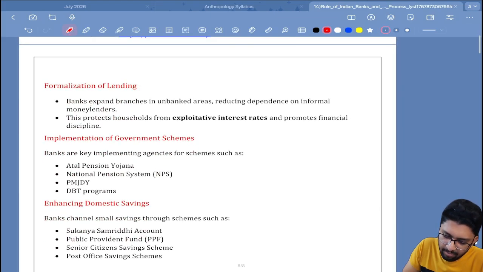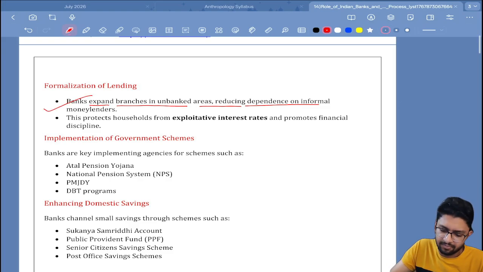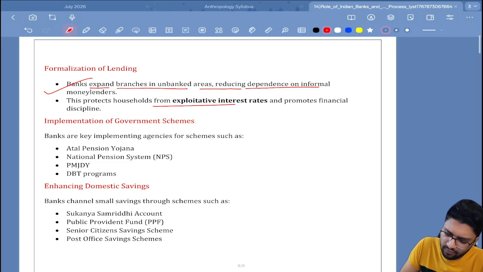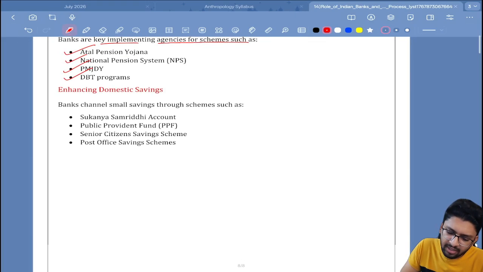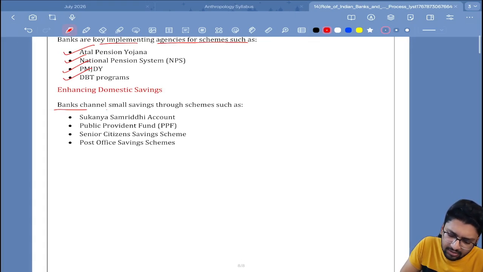Formalization of lending. Banks expand branches in unbanked areas, reducing dependence on informal moneylenders, which protects households from exploitative interest rates. Implementation of government schemes. Banks are key implementing agencies for schemes such as Atal Pension Yojana, National Pension System, PMJDY, Jan Dhan Yojana, and Direct Benefit Transfer, DBT, enhancing domestic savings. Banks channel small savings through schemes such as Sukanya Samriddhi Account, Public Provident Fund, Senior Citizen Savings Scheme, and Post Office Savings Schemes.